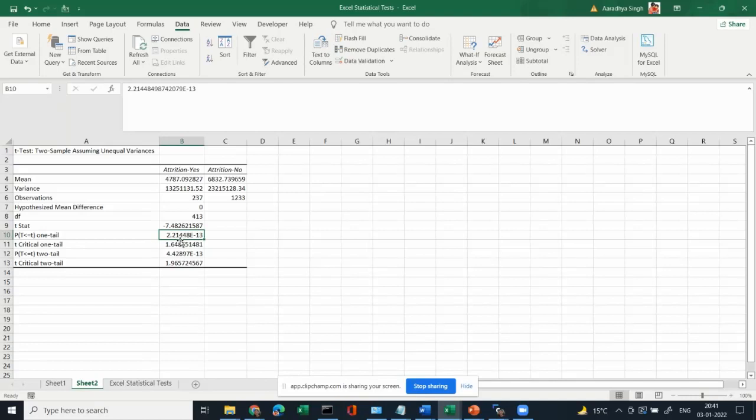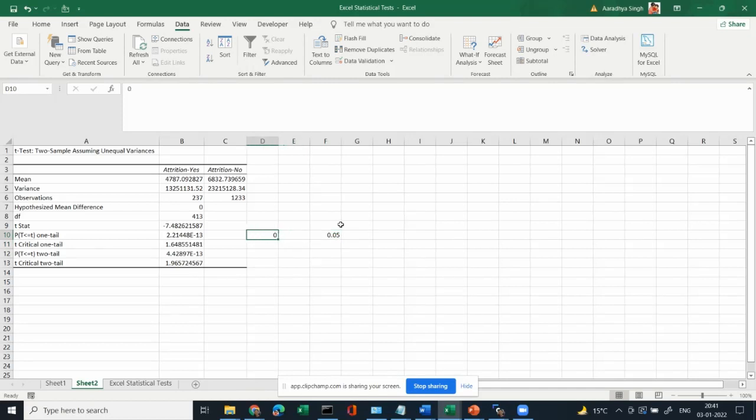And if you check this p-value, it is 2.21448 e to the power minus 13, which means 0.000. So you will shift this decimal point towards the left 13 times. So the value of p that you will get when you move this decimal 13 times towards the left is 0.0000, and in many cases it will be very, very close to 0, which is less than 0.05, our hypothesized p, our alpha level.